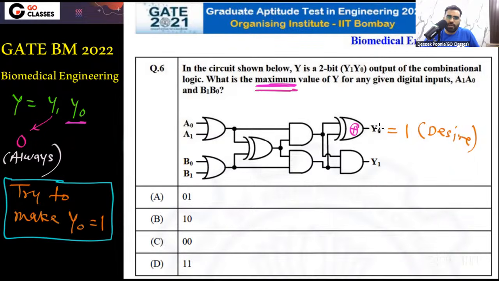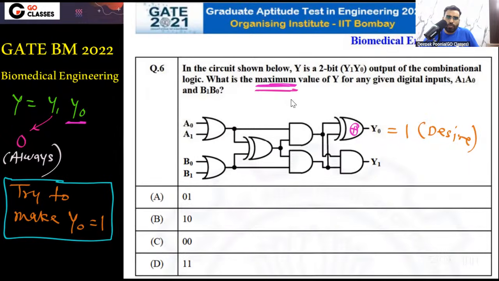XOR gate output will be 1 if and only if, here this is a 2 input XOR gate. For a 2 input XOR gate, output will be 1 if and only if both the inputs are different. Correct? Yes or no? So here I can say that both the inputs must be different, either 0 1 or 1 0. Okay, let me check both the possibilities. There is no problem. Correct? You can see this XOR gate, 2 input XOR gate, output is 1.